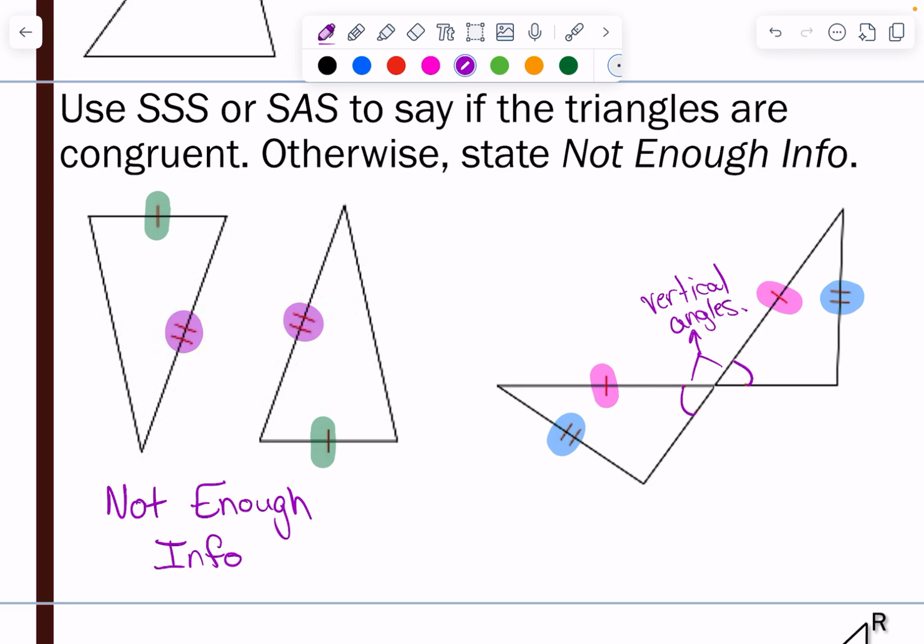Okay? They make vertical angles. So since those make vertical angles, but we have a problem. Notice they are not the included angle. It is an excluded angle. The angle that we would need to have congruent would have to be this angle here and that angle there, but we don't. So this is not enough info.